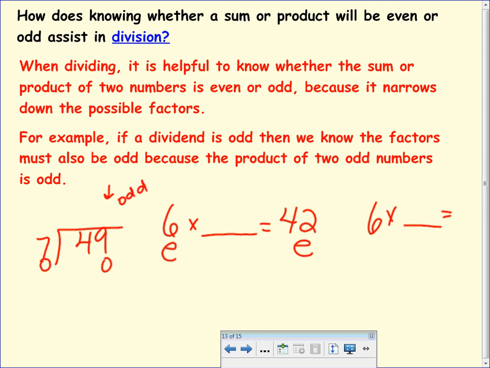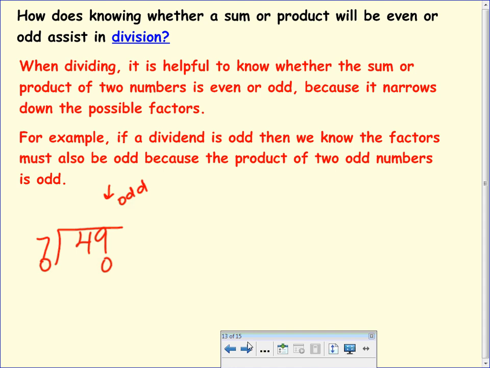Okay, my first example wasn't the best one, and I apologize for that. So you know if that's odd and that's odd, that your quotient has to be odd. So you just ruled out half the numbers. What could it be? Well, half of them are off the list now. You have fewer possibilities if you're using guess and check.